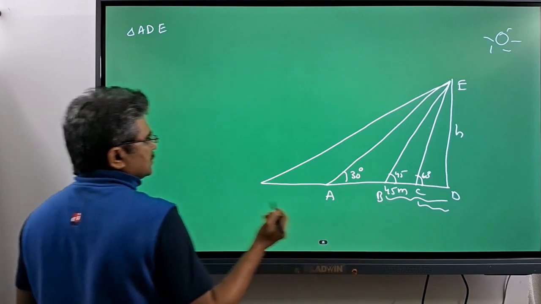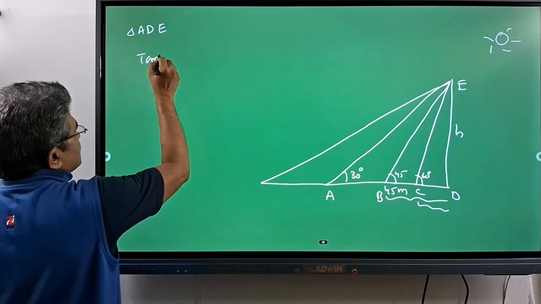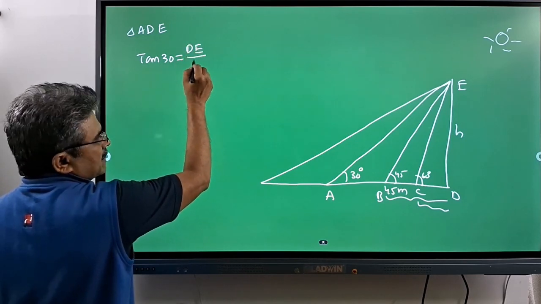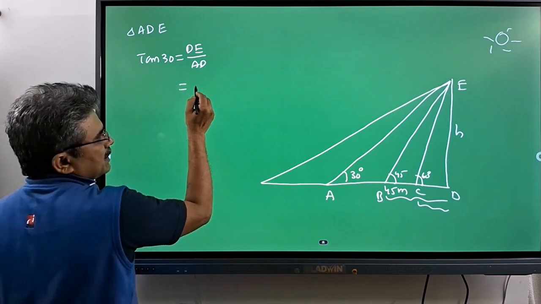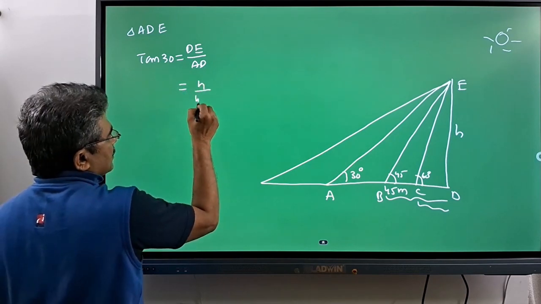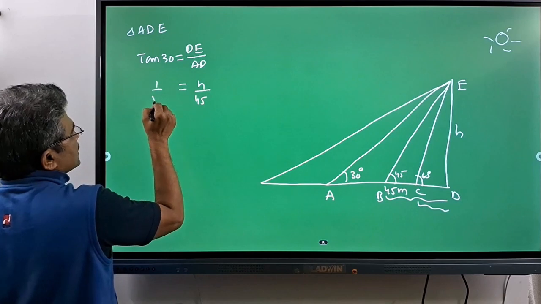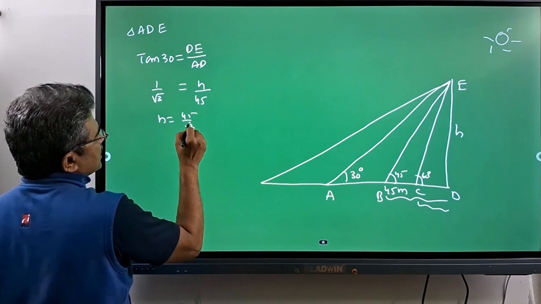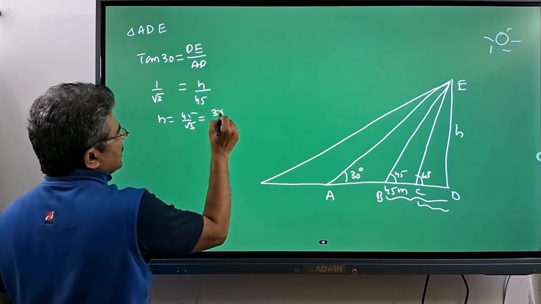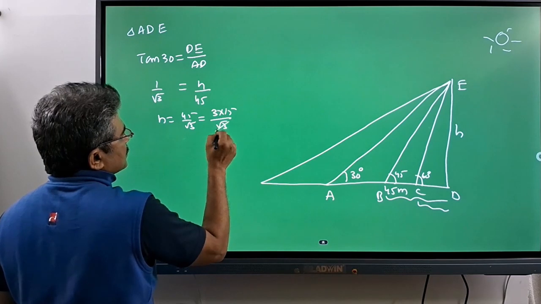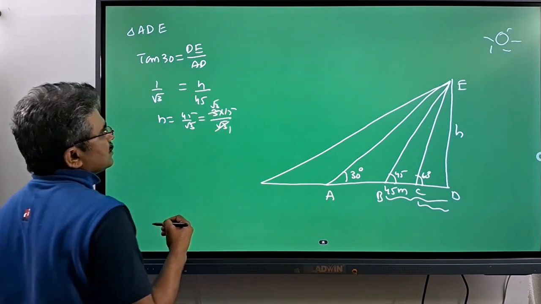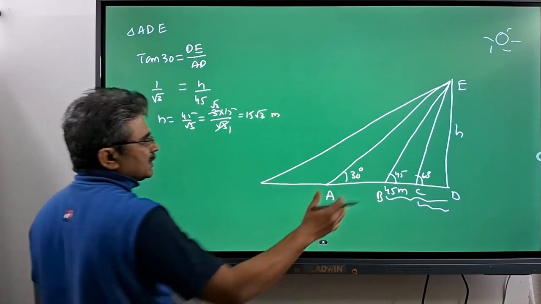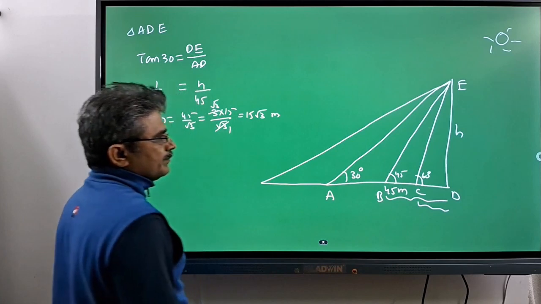In this, the height of the tower is related to the base, the shadow length. So here tan 30 is equal to height, that is DE by AD. DE is H and AD is 45 meters, and tan 30 is 1 by root 3. So H is equal to 45 by root 3. This 45 I can write as 3 into 15 by root 3. Root 3 into root 3 will give 3. So it is 15 root 3 meters. The height of the tower is 15 root 3 meters.